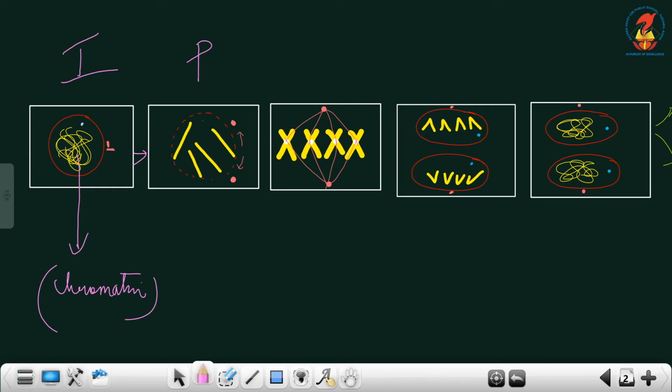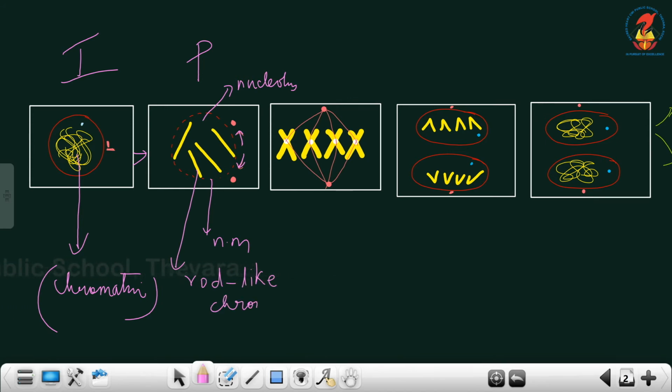The nuclear membrane disintegrates. See, the nuclear membrane is disintegrating, the nucleolus is disintegrating, the centrioles, daughter centrioles are on their way to the poles, see, moving to the opposite poles, and the chromosome condenses to form rod-like structures. So, I am referring to these as rod-like chromosomes. And remember, these rod-like chromosomes are scattered within the nucleus.